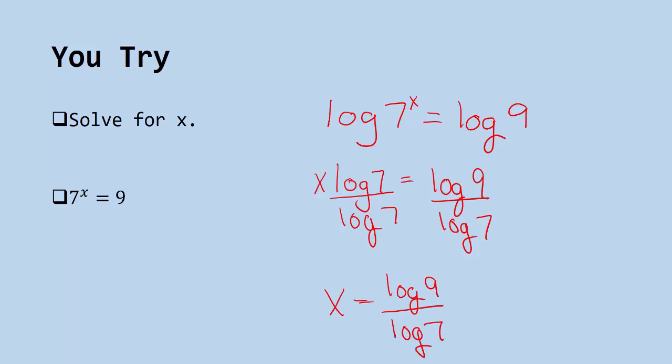If you are asked to give an exact answer, then you would have to write down log 9 divided by log 7. That would be the exact answer. But if I wanted a decimal approximate, then I would calculate the log of 9 in my calculator divided by log 7, and it should come out to be about 1.1291.